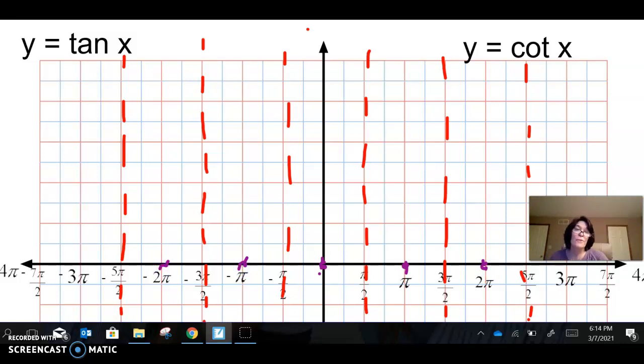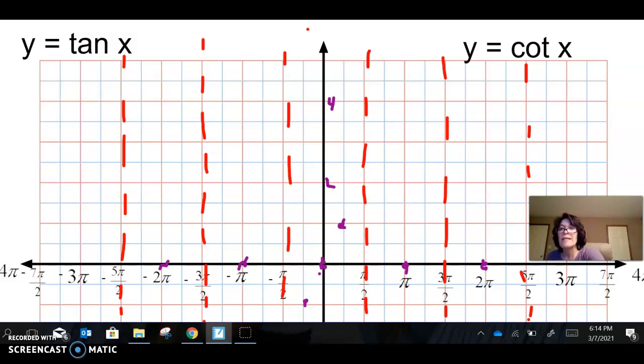I also know that the tangent of pi over 4 is 1. The tangent of negative pi over 4, negative 45 degrees, that's down in the fourth quadrant. That's going to be negative 1.